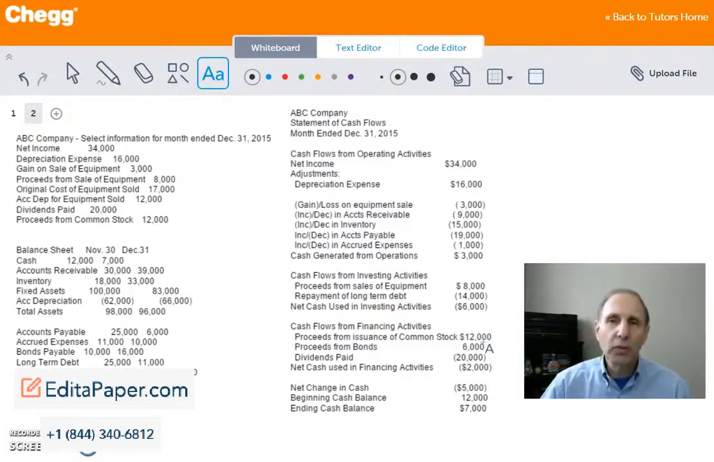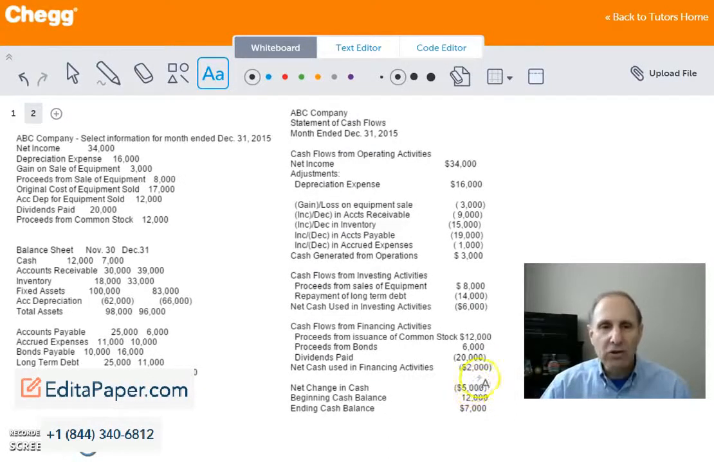And then finally, we were told that the company paid dividends to their stockholders of $20,000, a use of cash. Adding those numbers up, we have net cash used in financing activities of $2,000. So when we take the net changes from operations, from investing activities, and from financing activities, we have a net change in cash of $5,000.